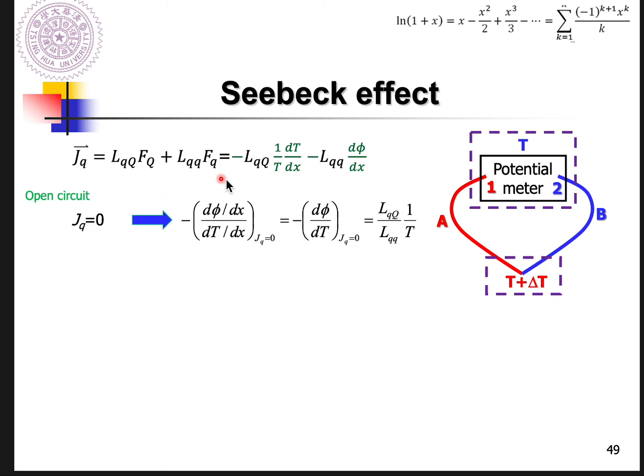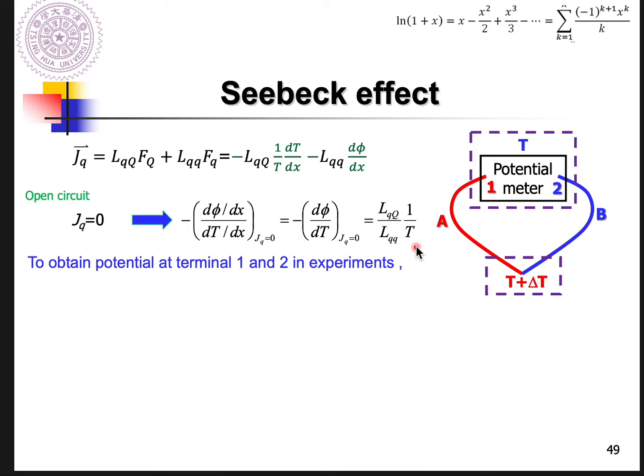So this relationship will be equal to 0. Because this equals 0, after rearrangement we get dφ/dt at open circuit, which can be expressed like this. It's related to the coupling coefficient divided by the direct coefficient times T.